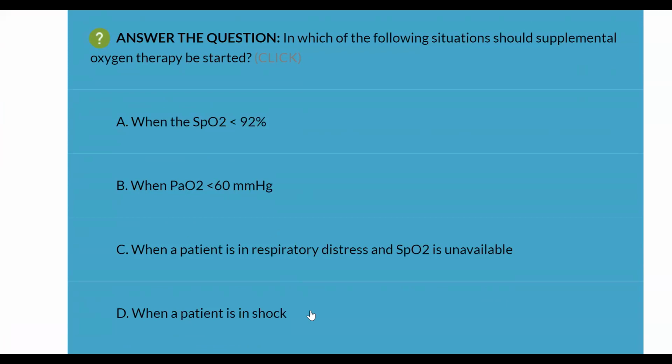This is a straightforward question. In which of the following situations should supplemental oxygen therapy be started? When SpO2 is below 92, when PaO2 is below 60, when a patient is in respiratory distress, and when a patient is in shock, all of the above. So just pick one.